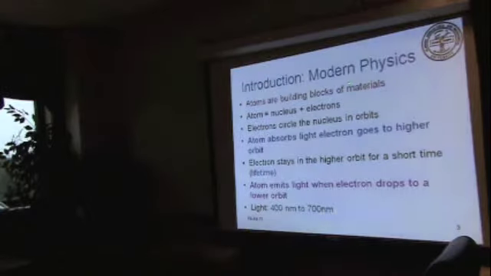So we'll start with modern physics. We all know these atoms are the building blocks of materials, and every atom has a central core called the nucleus, which is surrounded by electrons, and these electrons go around the nucleus in orbits. So the atom absorbs light. Whenever it absorbs light, the electrons go from the ground state to higher orbits, and electrons stay in the higher orbit for a short period of time, and then they come down. When they come down, they emit light.